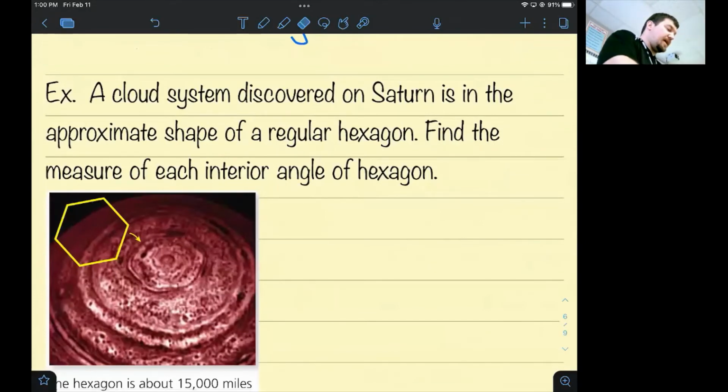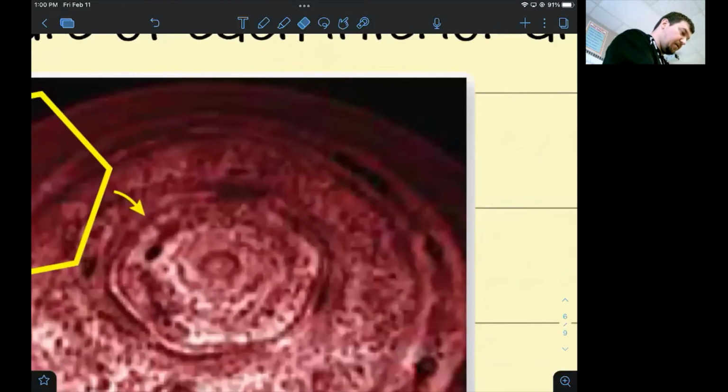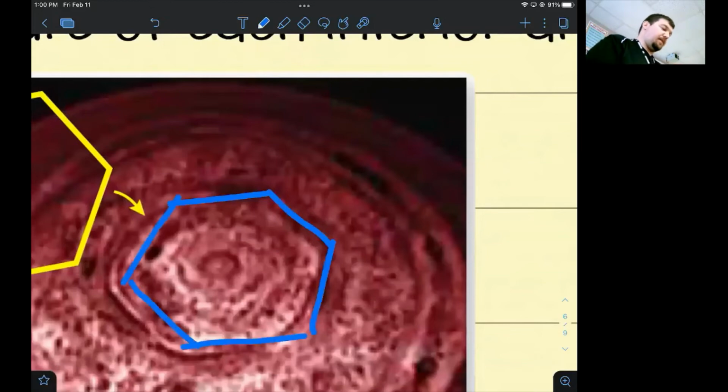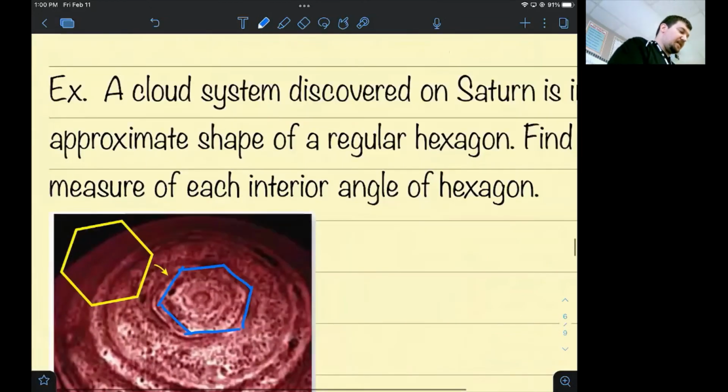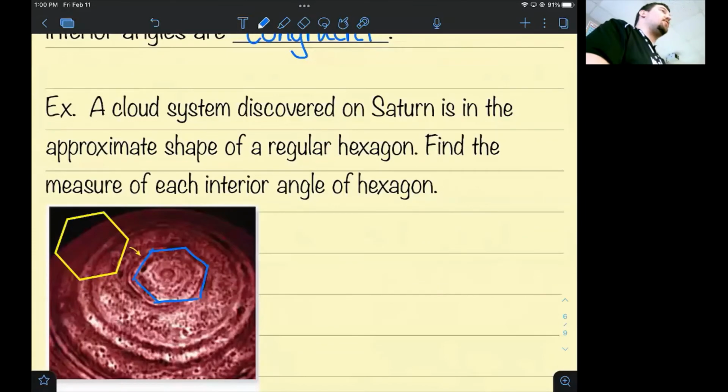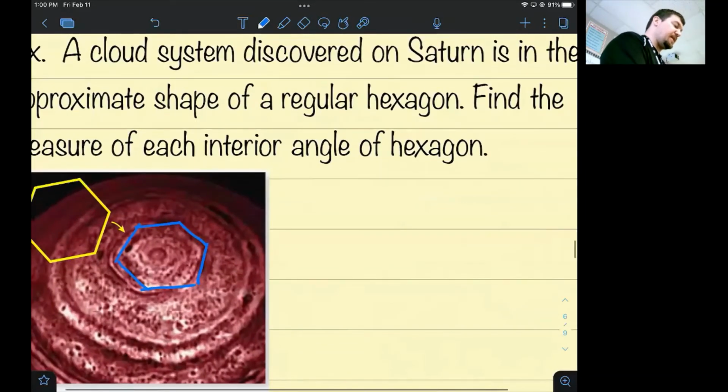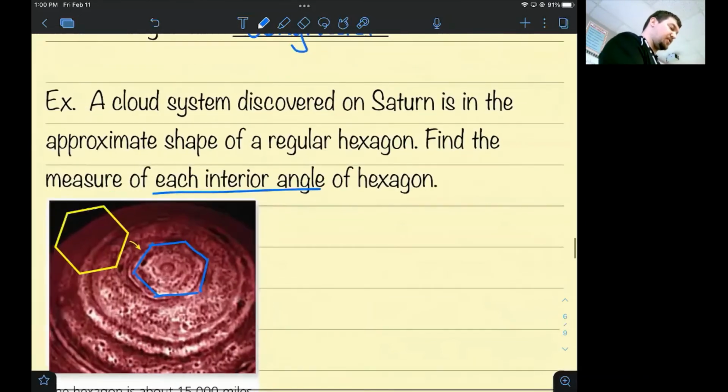It says a cloud system discovered on Saturn is in the approximate shape of a regular hexagon. You can see here the regular hexagon, the approximate shape of one. Okay. It says find the measure of each interior angle on the hexagon. So if I'm going to find the measure of each interior angle, and by the way, it says measure, so I'm going to have to label it with the degree symbol again.